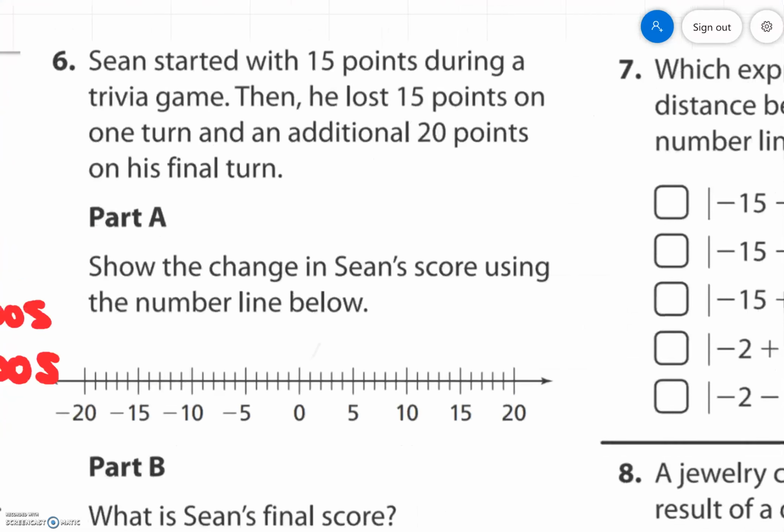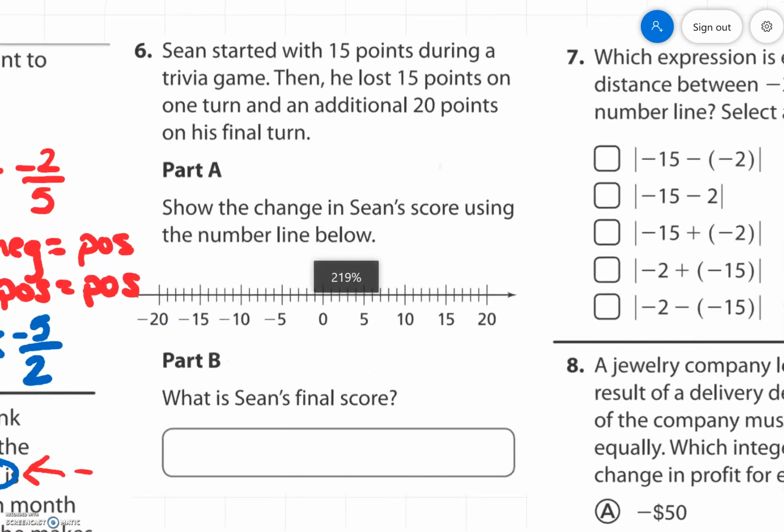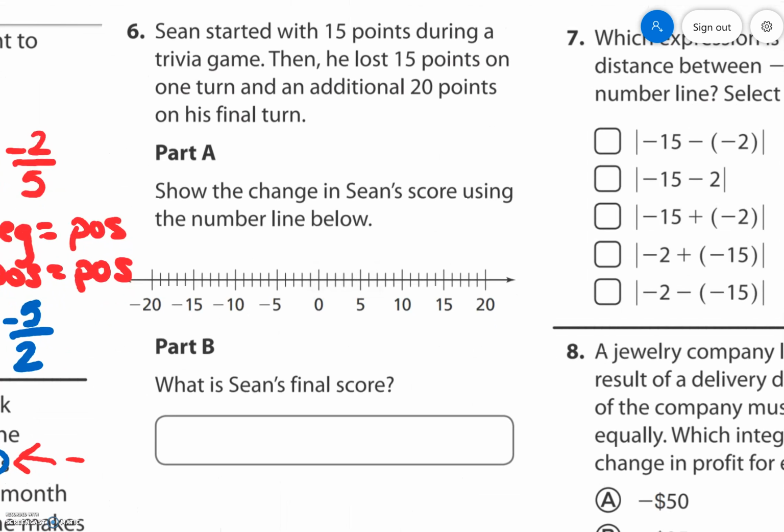Number 6, Sean started with 15 points during a trivia game. Then he lost 15 points on one turn and an additional 20 points on his final turn. Show the change in Sean's score using the number line below. So Sean starts at 0. Oh no, he didn't start at 0. Read, Miss Justinger. He started with 15 points. So we're going to start there.